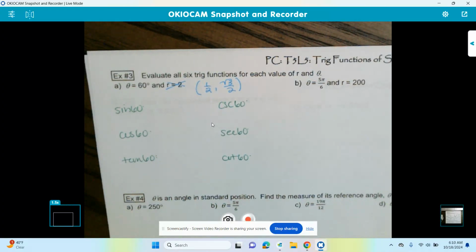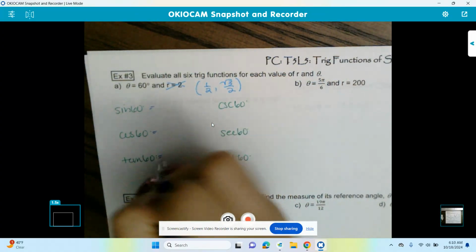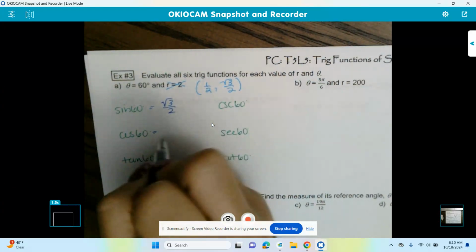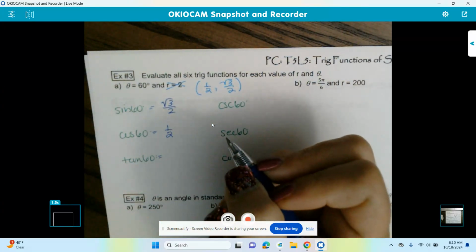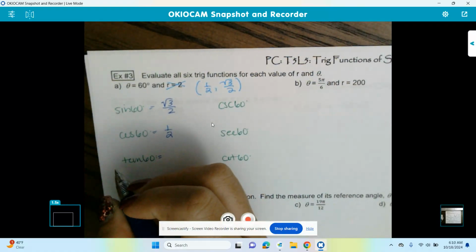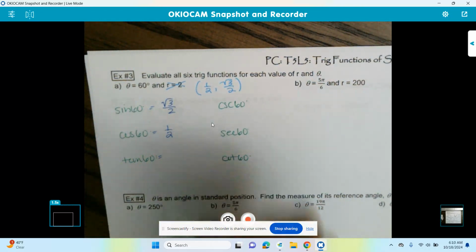All right, so sine is y, cosine is x, so let's just fill those straight in, y'all. Sine is y, so that's going to be square root of 3 over 2. Cosine is x, that's going to be 1/2. All right, so remember, tangent is y over x. I'll write it out over here, but we're going to start figuring out these values without having to calculate it.